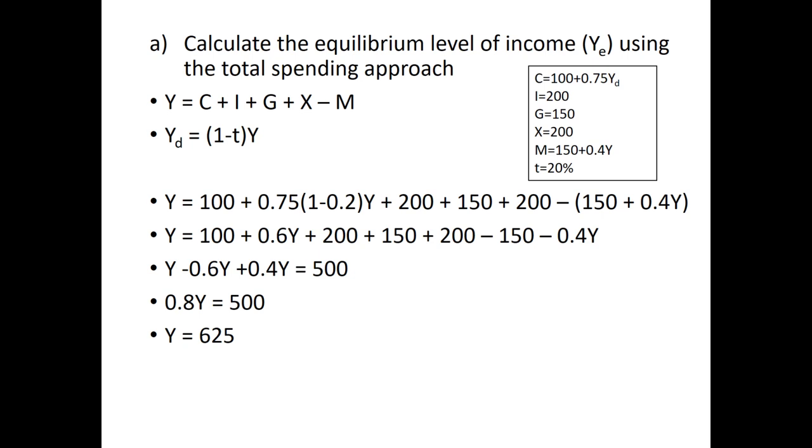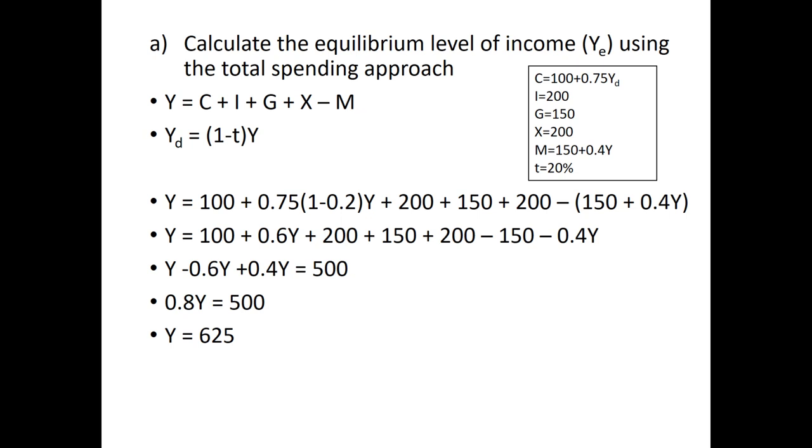Now the question A is to say calculate the equilibrium level of income using the total spending approach. In other words, C plus I plus G plus X minus M. Now all the basic information is listed again here on the right hand side, and you want to put what you have into this expenditure equation.